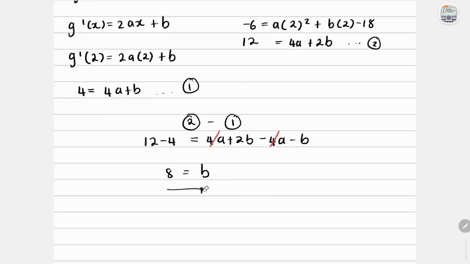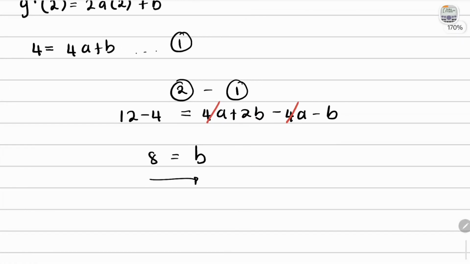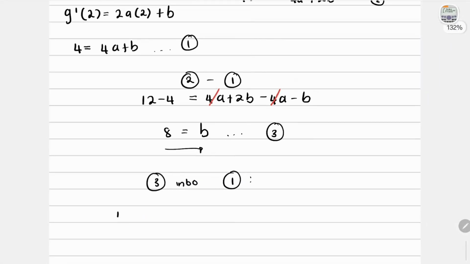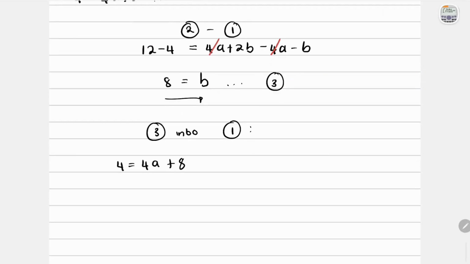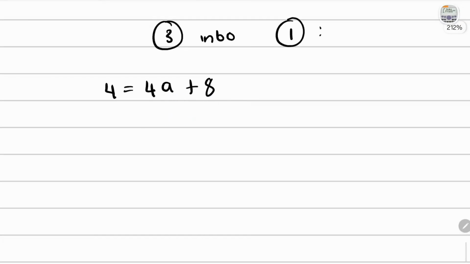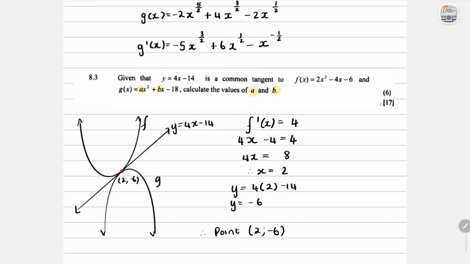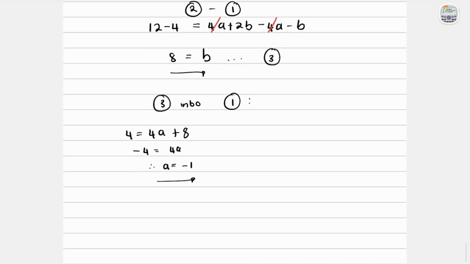And we can just take this and simply substitute it into equation 1 to find this. So call this equation 3, and then we'll just put equation 3 into equation 1, and this will help us to find A. So 4 is equal to 4A plus, and the B value is 8. So that is just going to be 4A, and if you take that over, 4 minus 8 is negative 4. Therefore, you can see that A is going to be equal to negative 1. So there we go. Those would be the values of A and B given the information that they gave us.